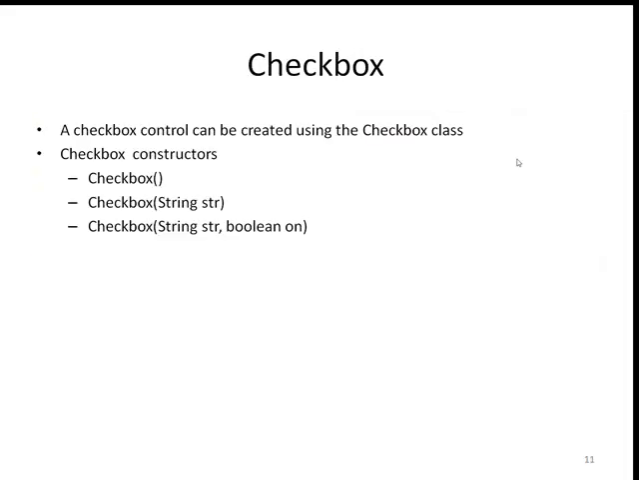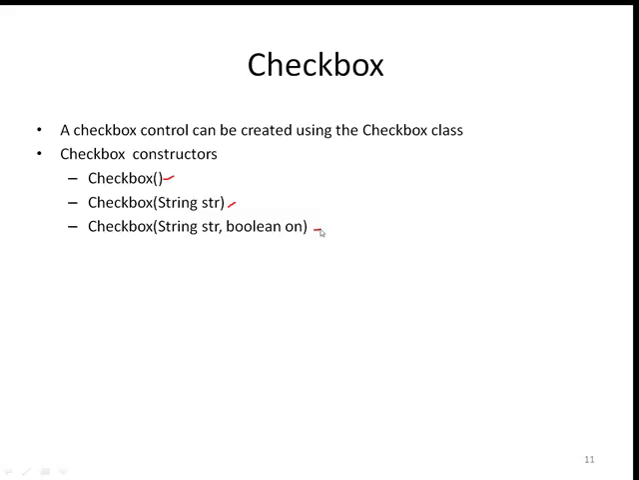Checkbox. The Checkbox class is used to create a checkbox control which contains a box that can be checked or unchecked by clicking on it. And these are the checkbox constructors. It creates a checkbox with no text on it. The second constructor creates a checkbox with a text, and this checkbox is unchecked by default. And the third constructor creates a checkbox with a text. This checkbox is checked or unchecked depending on the boolean value.